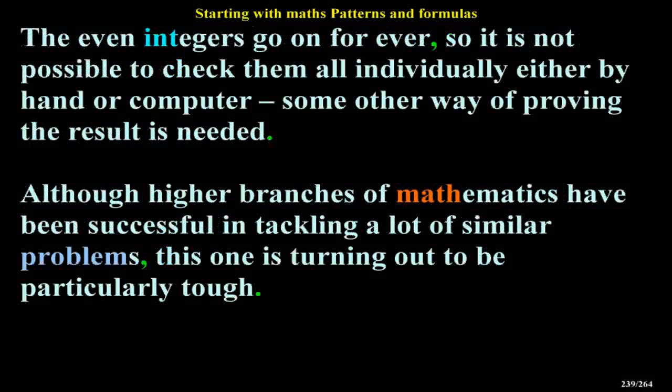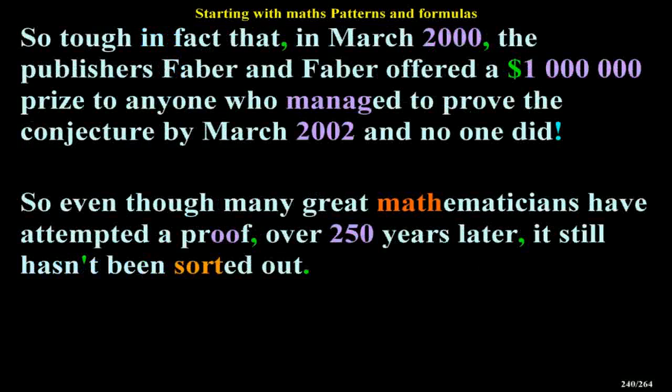Although higher branches of mathematics have been successful in tackling a lot of similar problems, this one is turning out to be particularly tough. So tough in fact that, in March 2000, the publishers Faber & Faber offered a $1,000,000 prize to anyone who managed to prove the conjecture by March 2002, and no one did. So even though many great mathematicians have attempted a proof, over 250 years later, it still hasn't been sorted out.